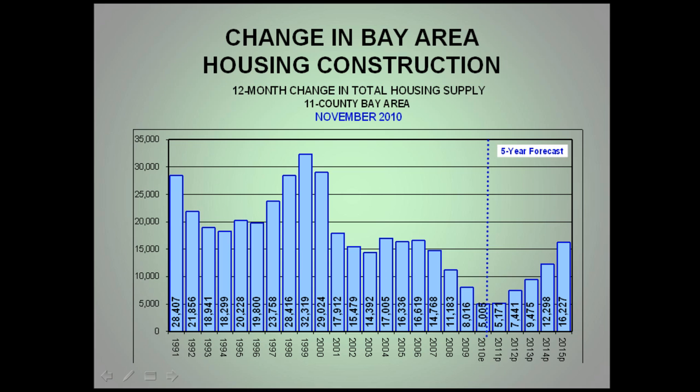Here we can see that numerically, year to year, we've been as high as 25 or 30,000 permits when the economy was very strong in the late 90s, now all the way down into the 5,000s with a little bit of growth and recovery in the forecast period.